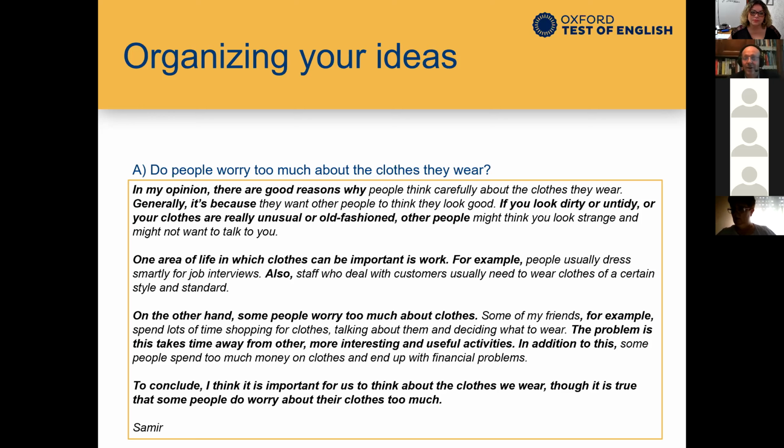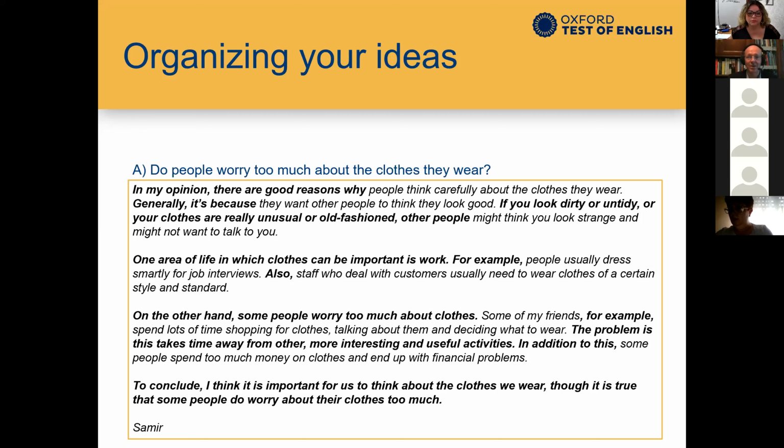The end of your essay needs to have a conclusion to show the structure, the organization of ideas. So here it begins: "To conclude," and that indicates very clearly what we're doing here. We're coming to a conclusion. "I think it's important for us to think about the clothes we wear, though," and here we have a nice contrast: "it is true that some people do worry about their clothes too much."